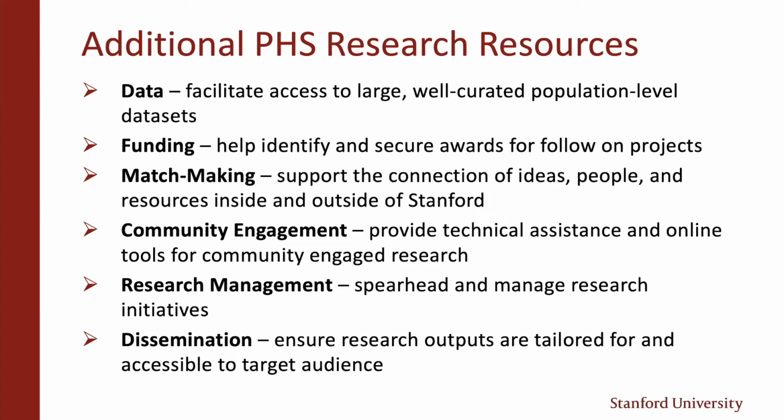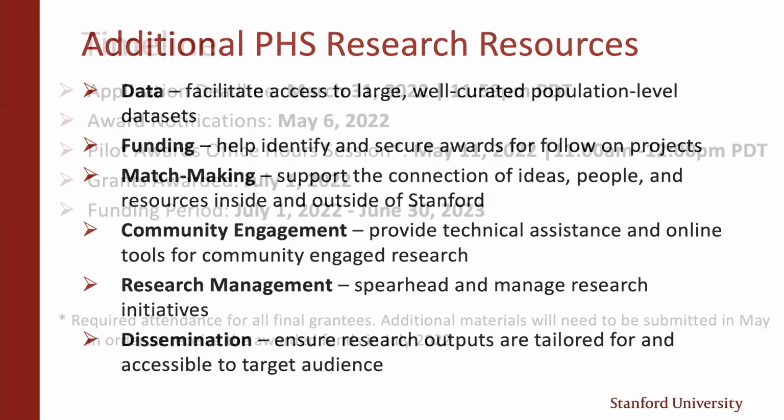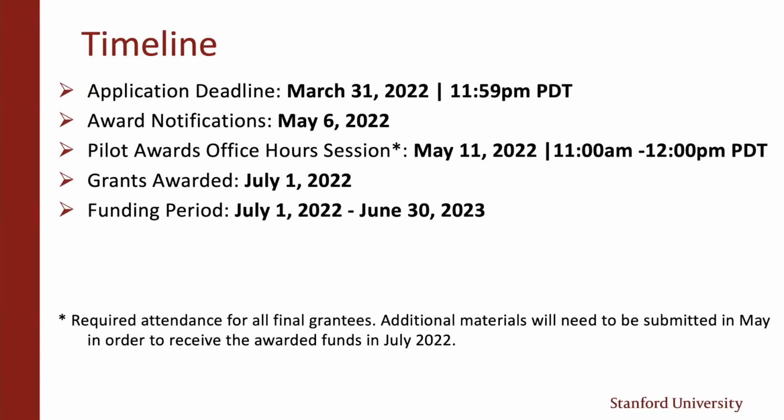And now that I've mentioned the additional PHS research resources that we have, let me give you a quick overview of the timelines before we move to the Q&A. As you probably have already heard, all our applications are due on March 31st. It is now open, but we will close at March 31, 11:59 p.m. We will have the award notifications go out by email no later than Friday, May 6th.